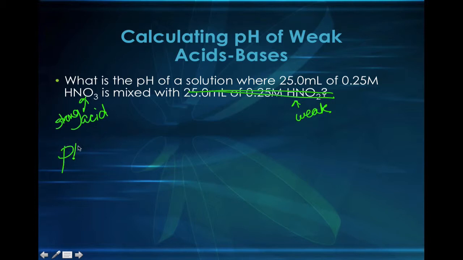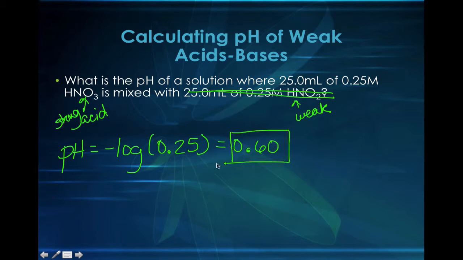All I'm going to do to calculate pH is take the negative log of the concentration of my strong acid, which in this case is 0.25 molar. So when I do that, I take the negative log of it, I'm going to get 0.60, and that's my answer for that question.